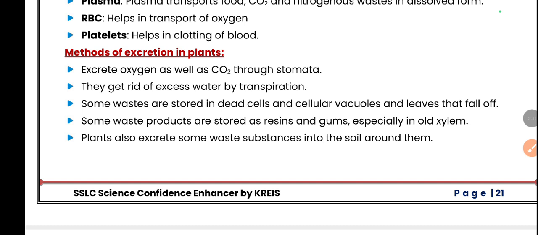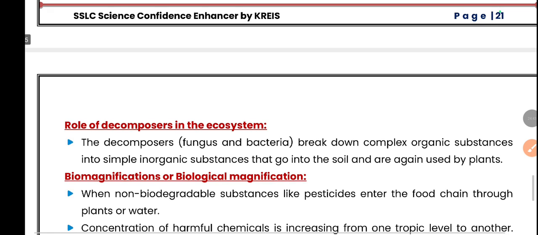Methods of excretion in plants: they excrete oxygen as well as carbon dioxide through stomata. They get rid of excess water by transpiration. Some wastes are stored in dead cells, cellular vacuoles and leaves that fall off. Some waste products are stored as resins and gums, especially in old xylem. Plants also excrete some waste substances into the soil around them.